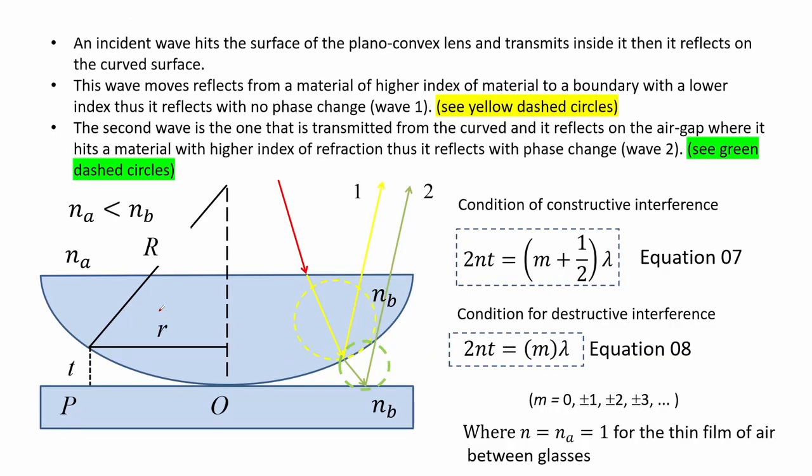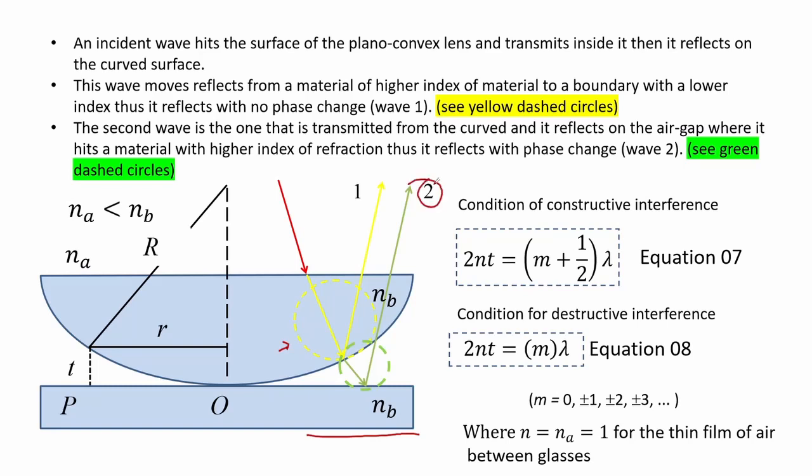An incident wave hits the surface of the plano-convex lens and transmits inside it, then it reflects on the curved surface. This wave moves from a material of higher index to a boundary with a lower index, thus it reflects with no phase change, wave 1. See the yellow dashed circles. The second wave is the one that is transmitted from the curved surface, and it reflects on the air gap where it hits a material with higher index of refraction, thus it reflects with phase change, wave 2. See the green dashed circles.